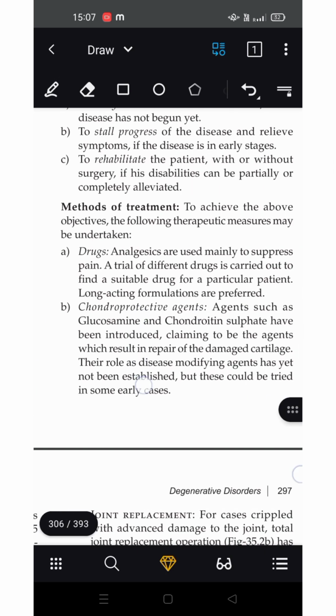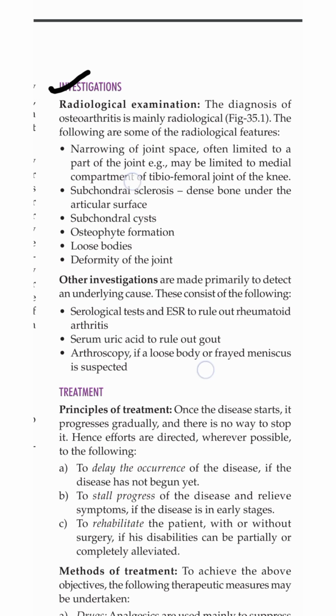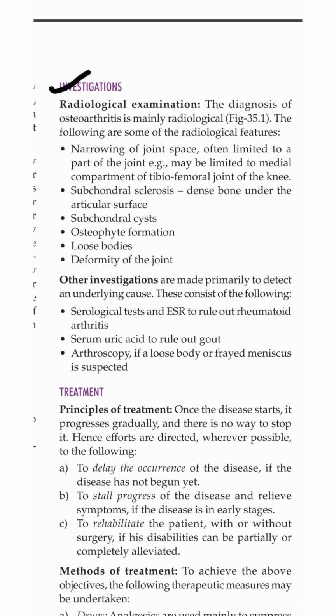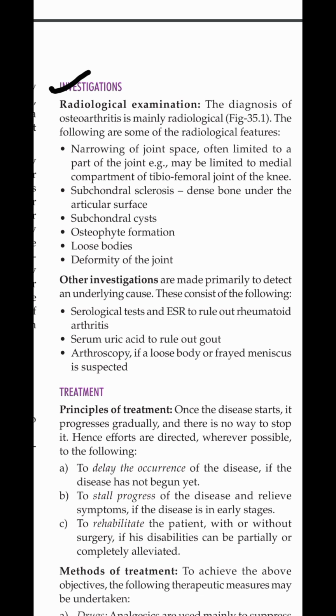Further, there are other investigations, which are made primarily to detect the underlying causes. They consist of the following: serological tests and ESR to rule out rheumatoid arthritis, mainly RA; serum uric acid to rule out gout; and arthroscopy if loose bodies or a frayed meniscus are suspected.